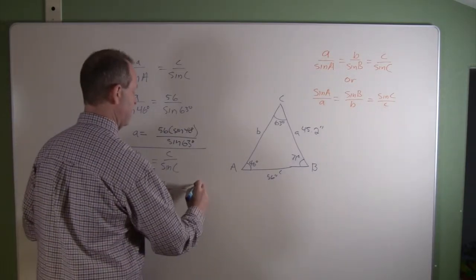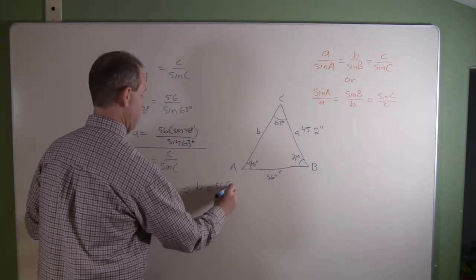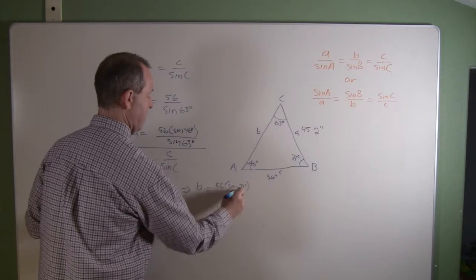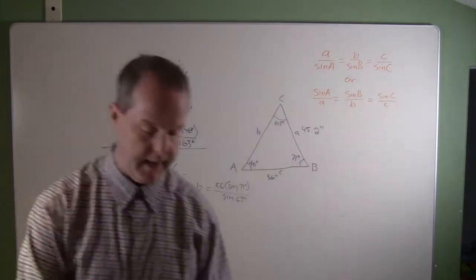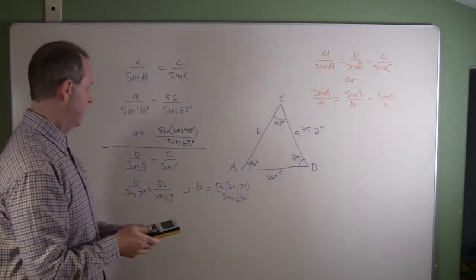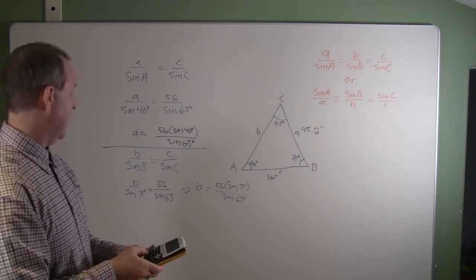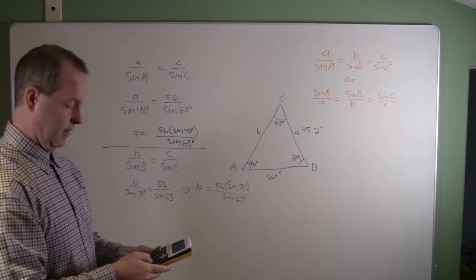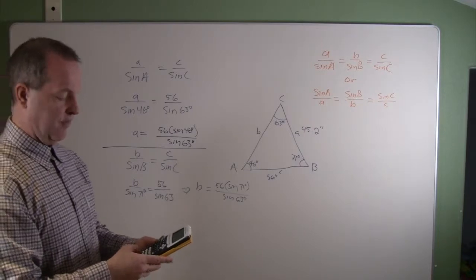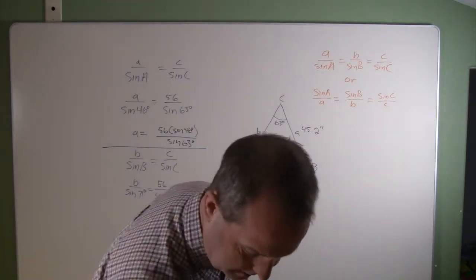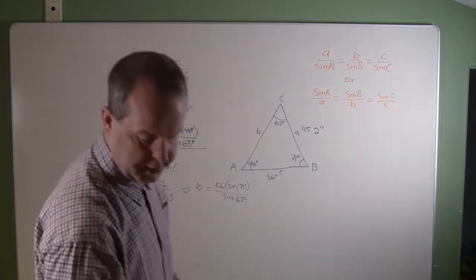Solve that for b. So b will equal 56 times the sine of 71 all over the sine of 63. And then once again, using the calculator, 56 times sine 71 divided by sine 63 gets 59.4 degrees. Or sorry, not degrees, 59.4 inches.